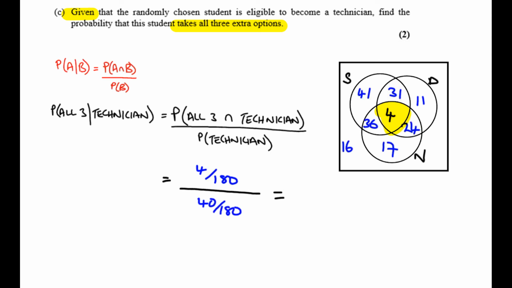All right, let's remember we didn't really need those denominators because they would cancel out at this stage anyway. Multiply the top and the bottom by 180, and we just get the numerators in here. 4 over 40, nice and straightforward. It's 1 over 10, or 0.1. So given that a randomly chosen student is eligible to become a technician, the probability that they take all three extra options is 0.1. And that should be worth all your marks.